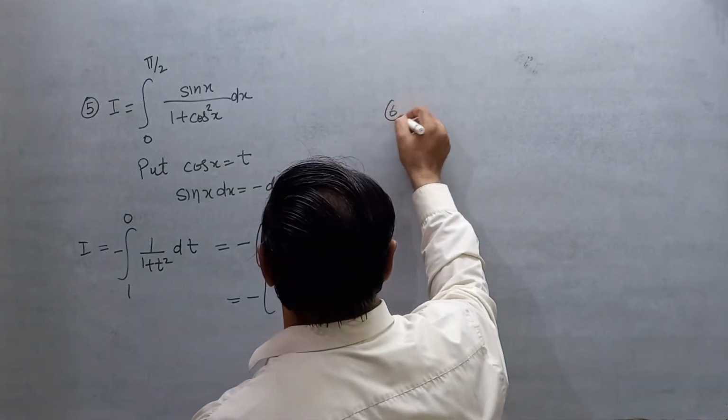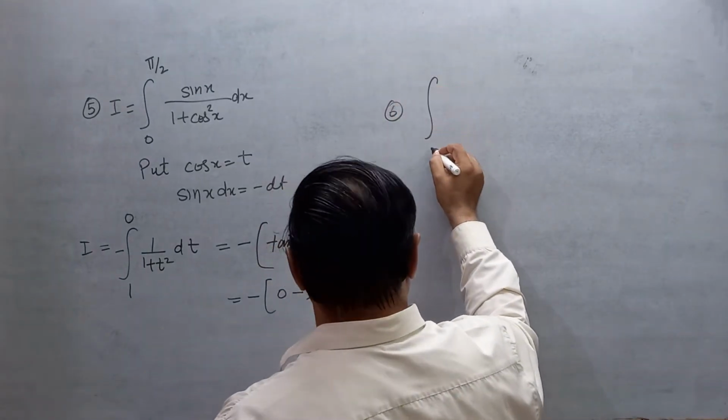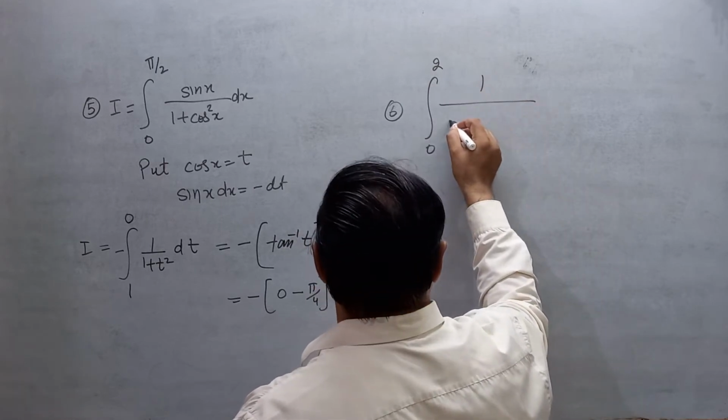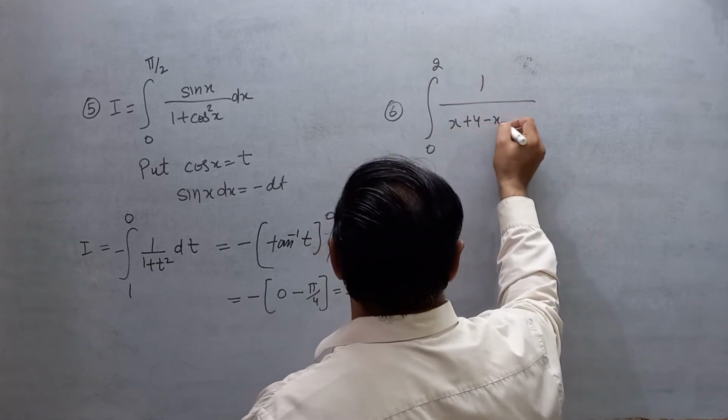Question number 6. Integration from 0 to 2 of 1 upon x plus 4 minus x square dx.